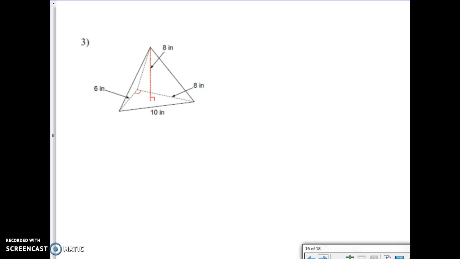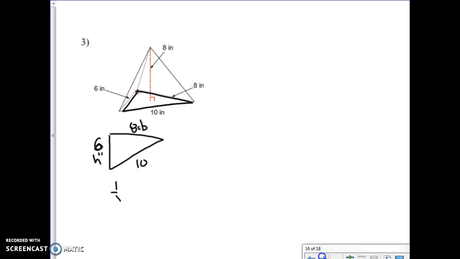How about I try number 3? If I look at this one, looks like I got a triangular pyramid. So I have a triangle. Looks like I have 6 by 8 by 10. I'm going to call this the height. I'm going to call this the base. So 1/2 base times height. So it's 1/2 of 6 times 8. If I do that, I think I get 24 inches squared is the area of my base.